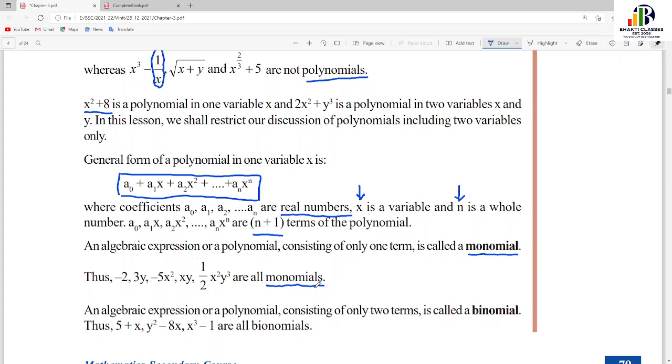An algebraic expression or polynomial consisting of only two terms is called a binomial. So 5 plus x, y square minus 8x, x cube minus 1 are all binomials.